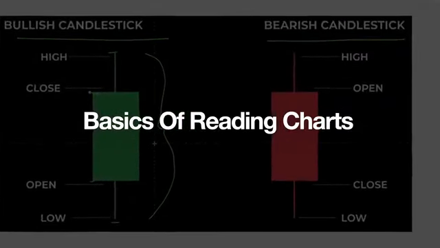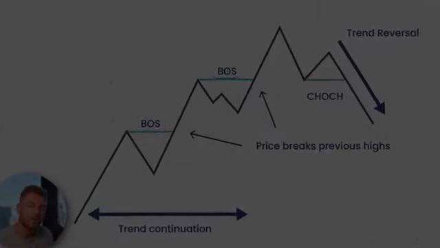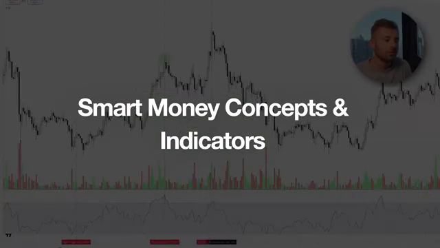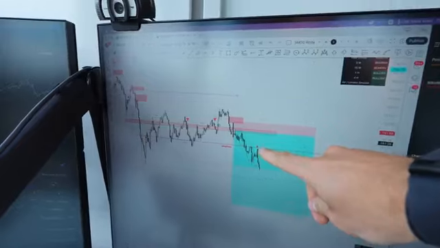So I'm going to show you, number one, the basics of reading charts. We're going to go into analyzing trends, support, and resistance. Then I'm going to show you market structure as well as patterns that can help us predict areas on charts, as well as all the smart money concepts and indicators that I use to enhance my technical analysis, make me more precise, and all of this is what I use on a daily basis to find the trade opportunities that allow me to be a full-time trader.